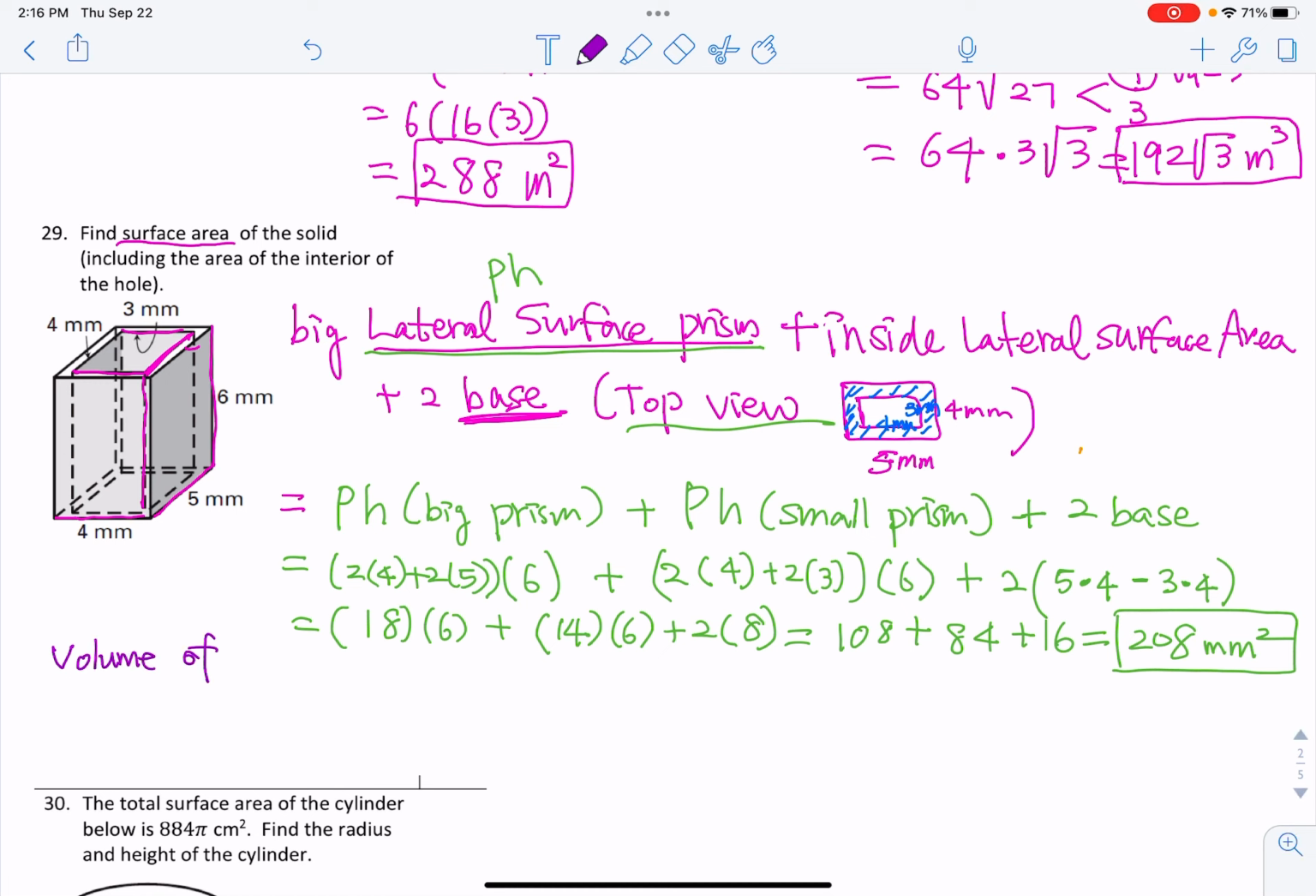And then if they ask about the volume of the shape, it will be the big outside volume minus the small hole volume, I would say inside volume.